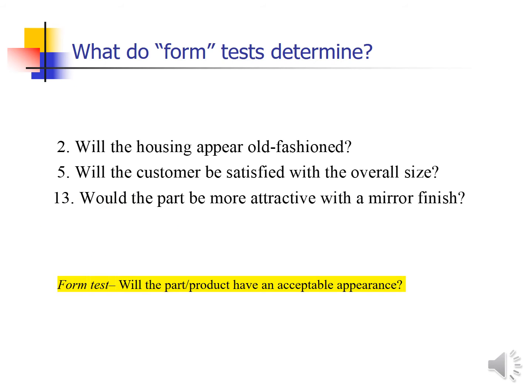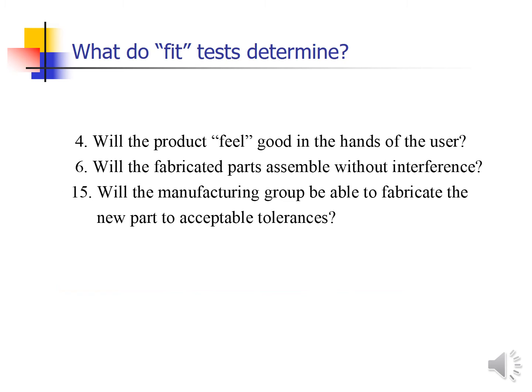Here, this is form. Why do you test form? Because, for example, housing, appearance, fashion and customer certification are all under form testing. And fit: will the product feel good in the hand of the user? Will the fabricated parts assemble without interference? Will the manufacturing group be able to fabricate the new part to acceptable tolerance? This is fit, which is different.